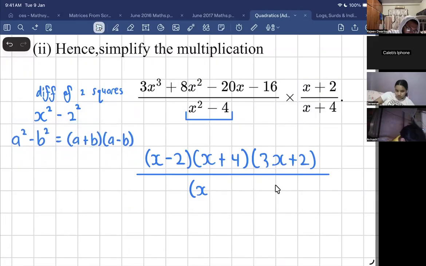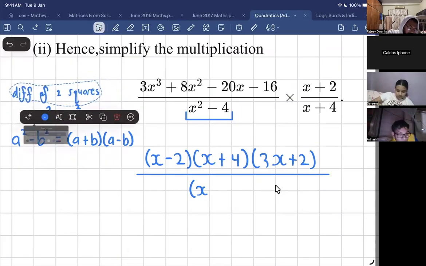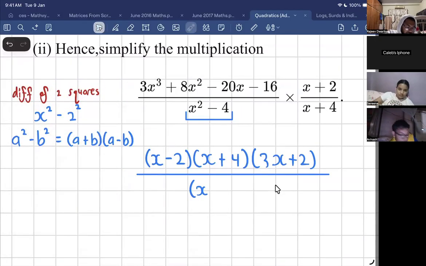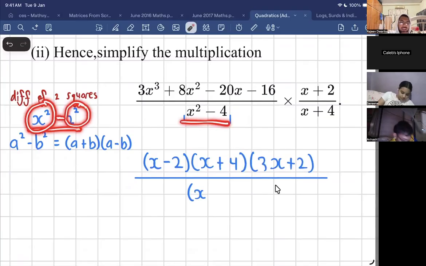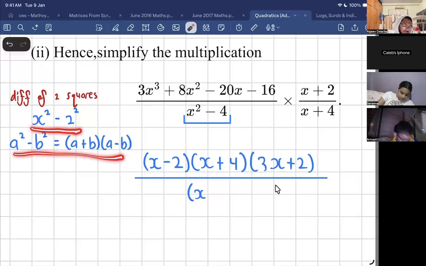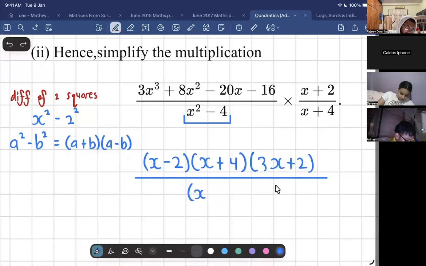I feel like I did, but I can't remember. That's the difference of two squares. So can we see that x squared minus 4 is a difference of two squares? Over here we have x squared, and over here we have 2 squared. And it's a subtraction, so it's a difference. So I want you to apply this format and tell me what I should write in these brackets.